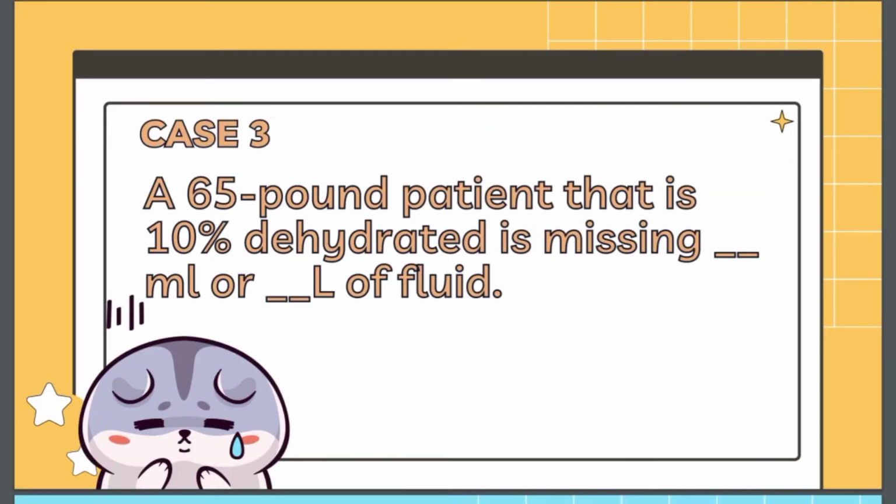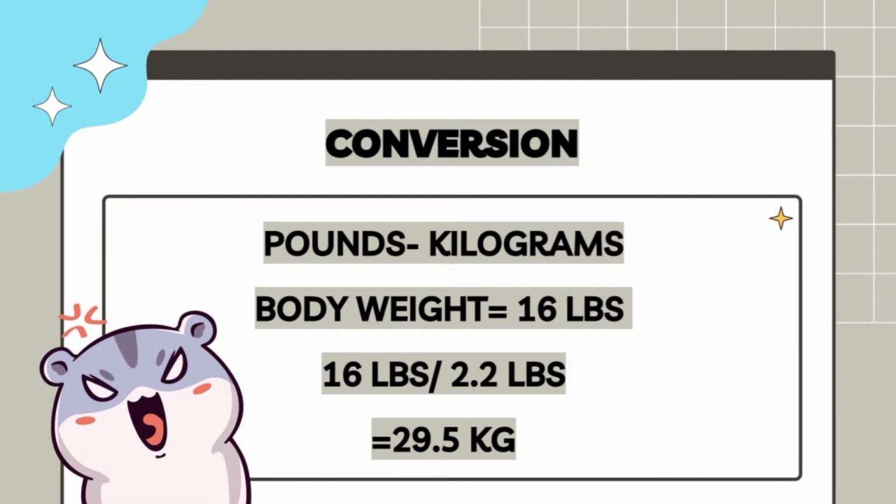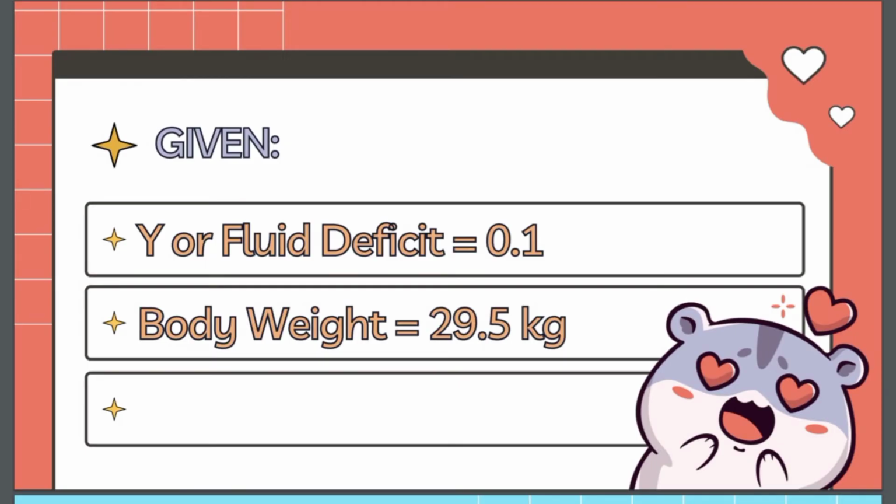Case 3. A 65-pound patient that is 10% dehydrated is missing an unknown milliliters or liters of fluid. Following the same steps, we have to convert fluid deficit percentage into decimal. And since the weight is expressed in pounds, we have to convert it into kilograms by dividing 65 pounds by 2.2 pounds. The value of Y is 0.1 and the body weight is 29.5 kilograms.